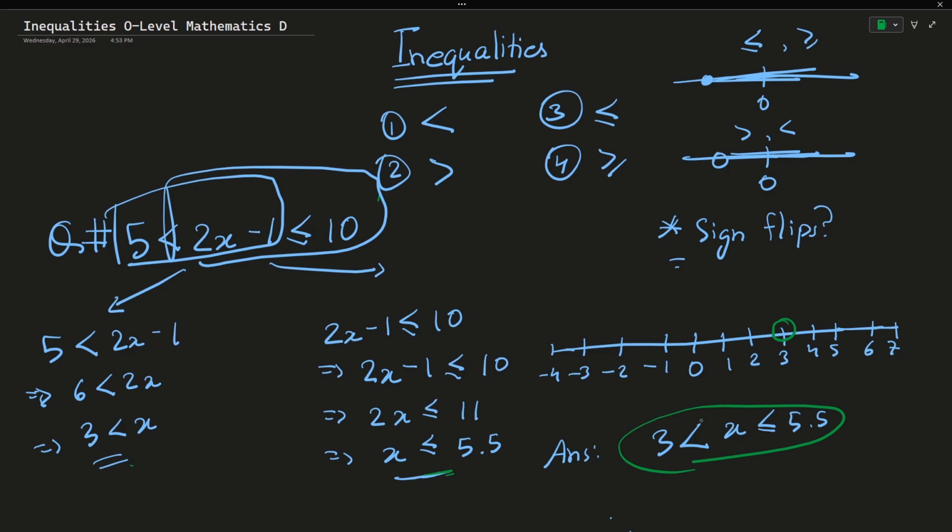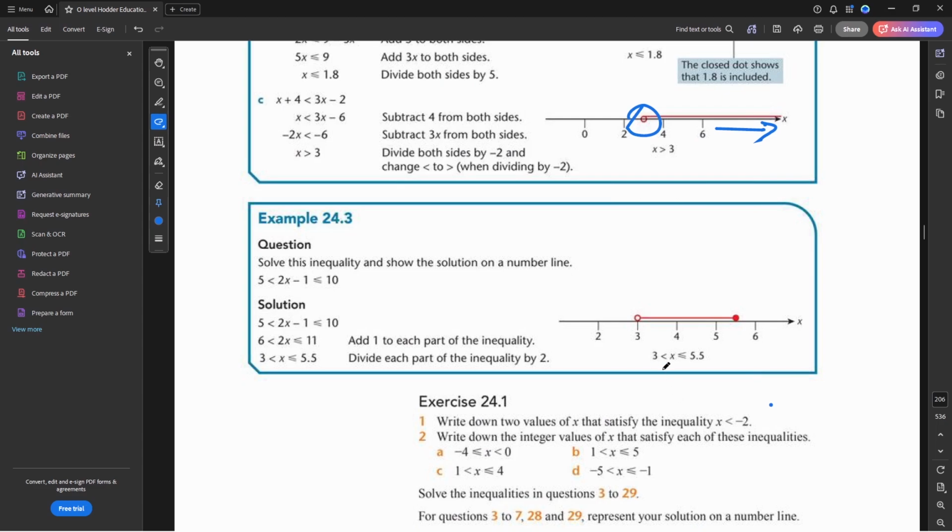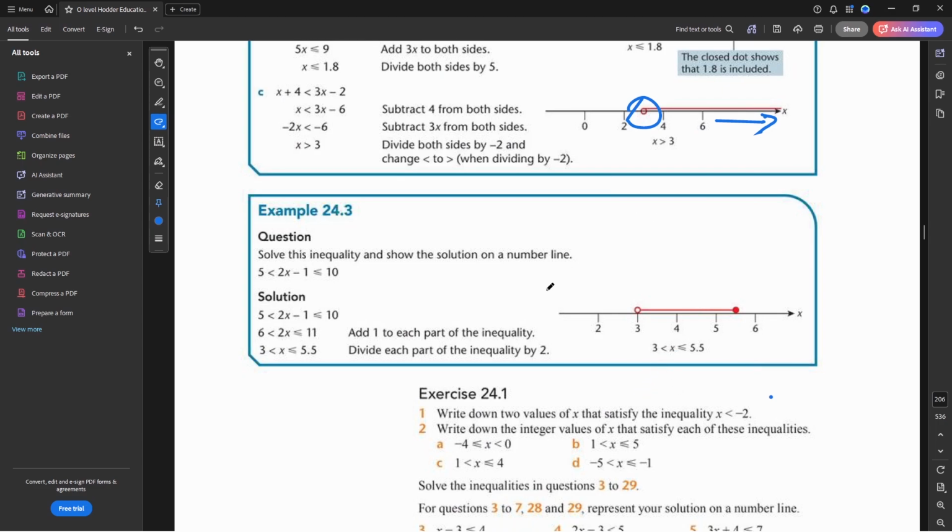Okay, so as this is a greater than sign, I just use a normal circle, and this is less than or equal, so I use a dot which is filled, and I just shade the region in between. So yeah, this is how I can represent this expression on the number line. So let us see if our solution is correct. This is the solution. Yes, our solution is absolutely correct, and our number line is also correct.